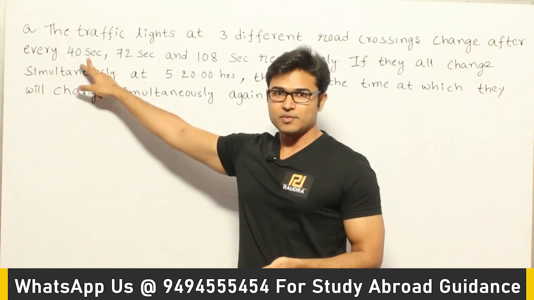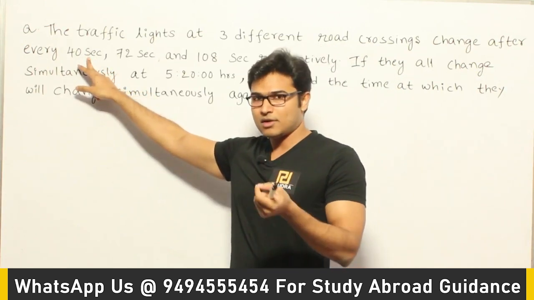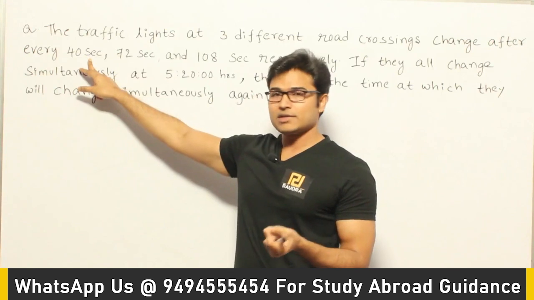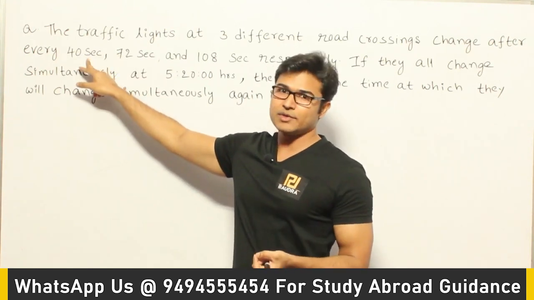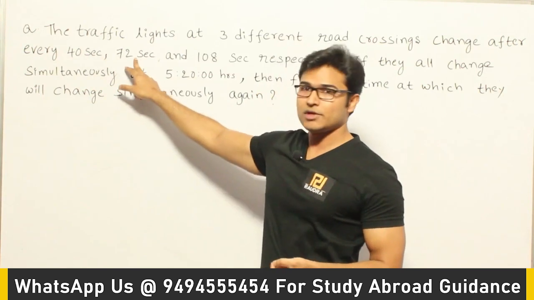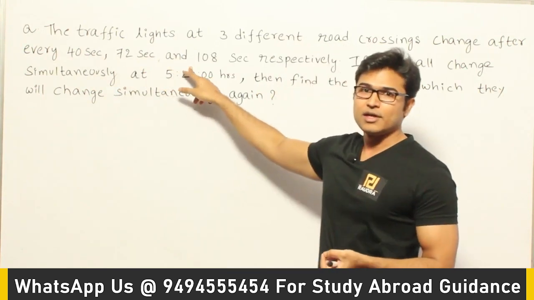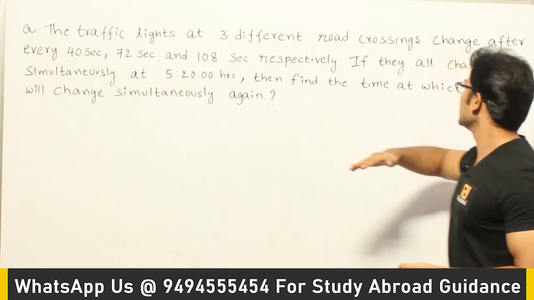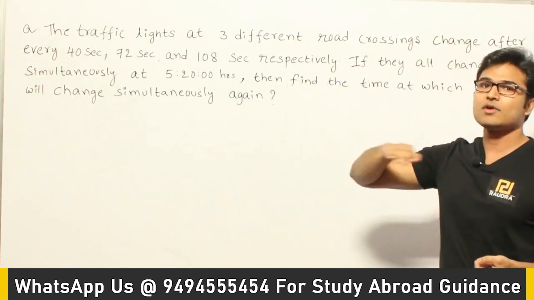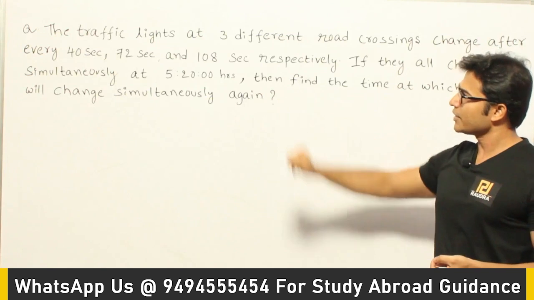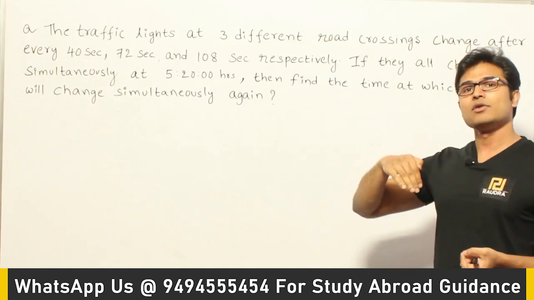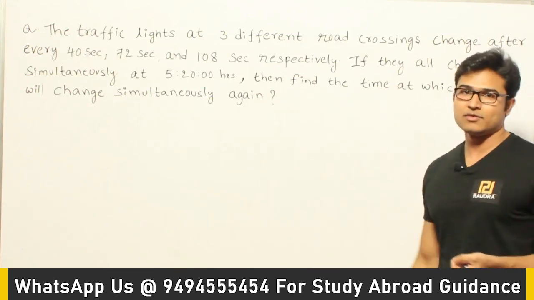40 seconds, which means if this traffic light is red now, then after 40 seconds it will again be red, or if it is green now, then after 40 seconds it will again be green. Now similarly 72 and 108. Now they are saying if they all change simultaneously, it means all of them are either red or green at one point in time, that is 5:20. Then again, when are you going to see all of them as red or green? That is what is asked.